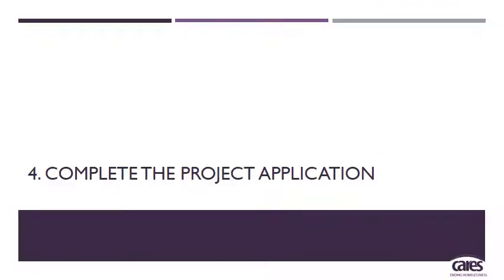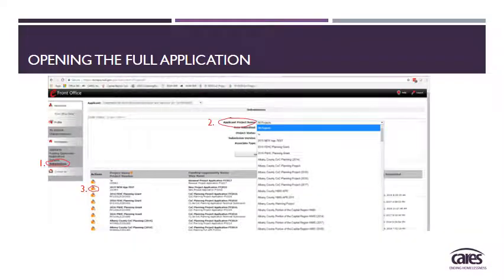So finally, we are able to actually start working on the project application. In order to open the project application, you'll select Submissions on the left-hand menu. You'll then select the applicant project name, the name that you just gave the project application, and select Filter. From there, you'll select the orange folder next to the project application name in order to open up the application for editing.